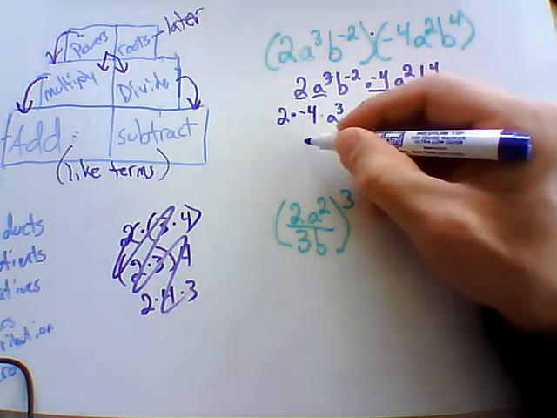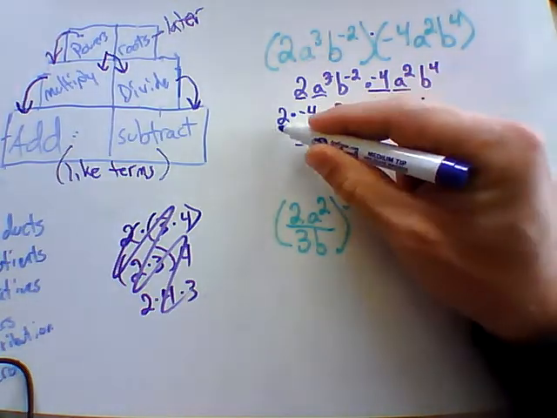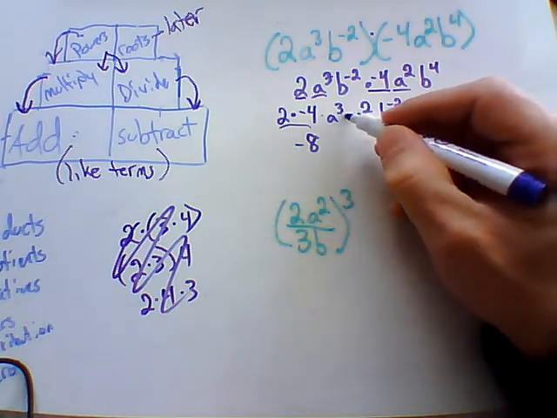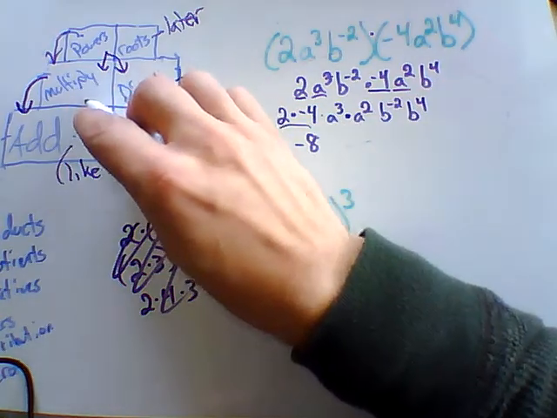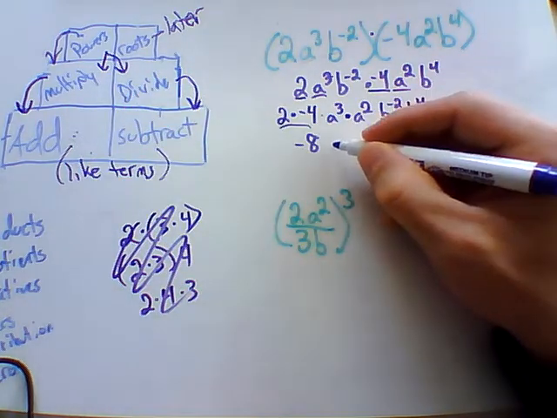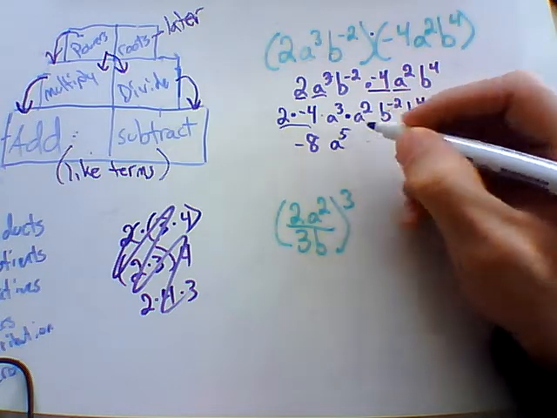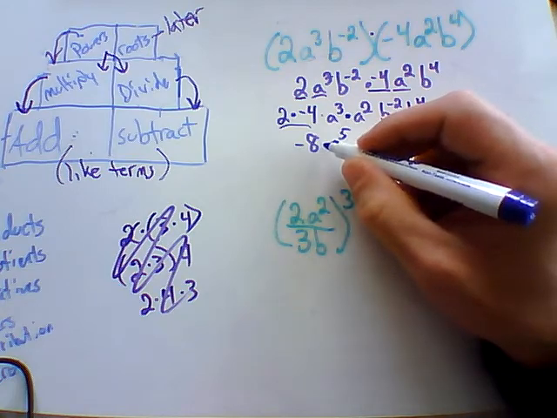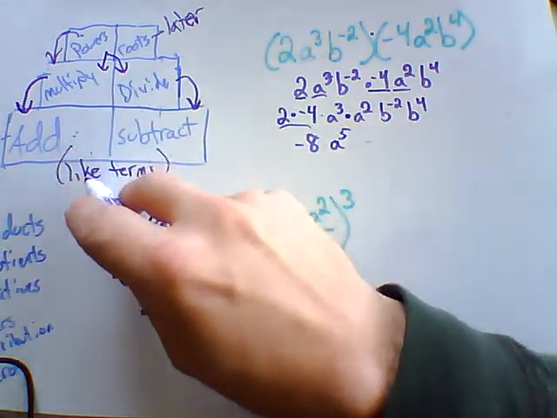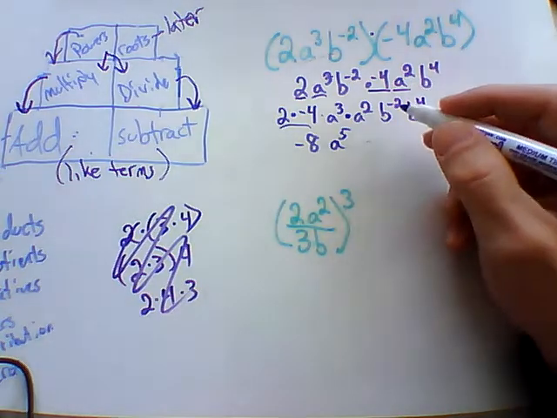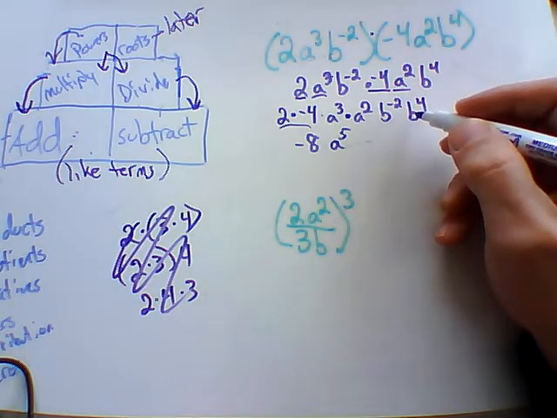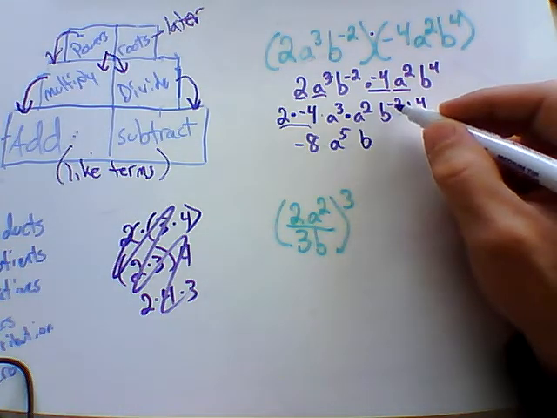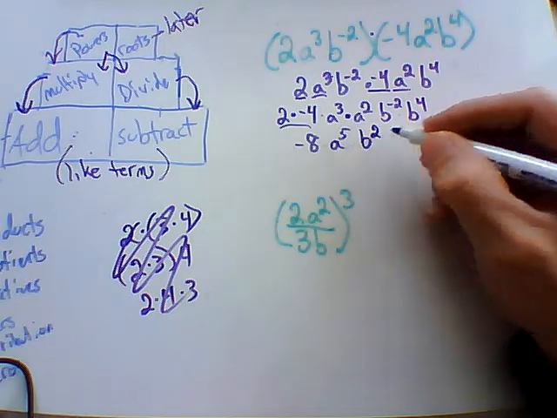2 times negative 4 is just negative 8, right? A to the third times a to the second: same bases being multiplied, so I can add the powers. That becomes a to the 5, since 2 plus 3 is 5. Note, I can't do anything with these powers because they are different bases. They're being multiplied, so I can only add if they are like terms. Here, b times b, the same base, so I can just add the powers. Negative 2 plus 4 is just 2.